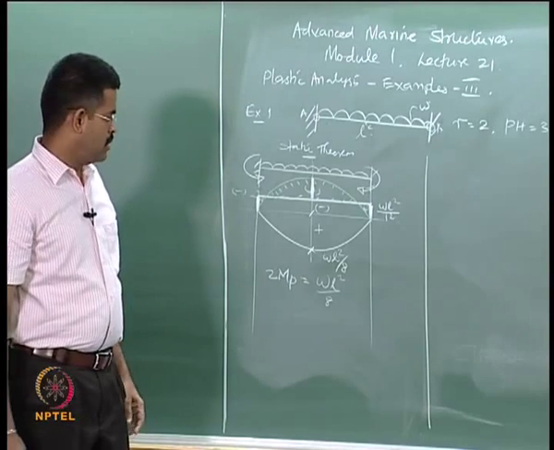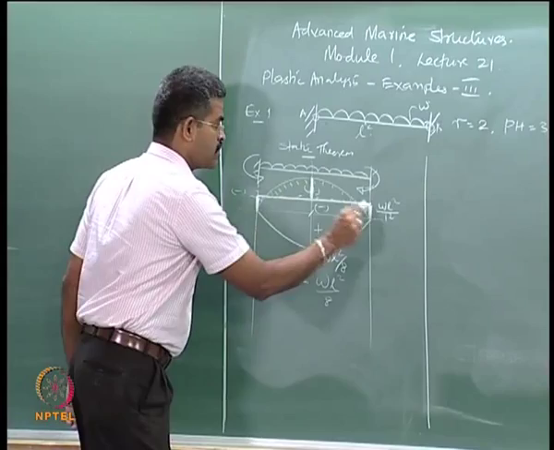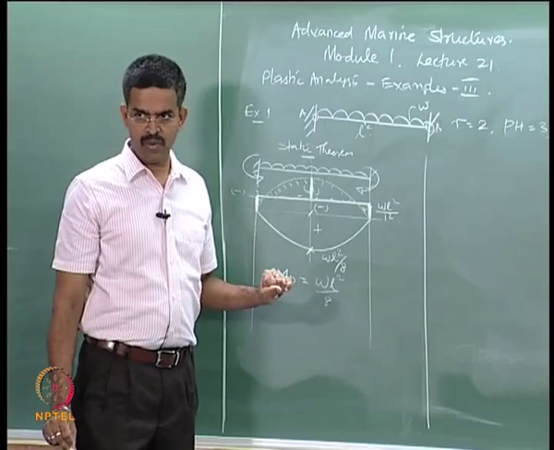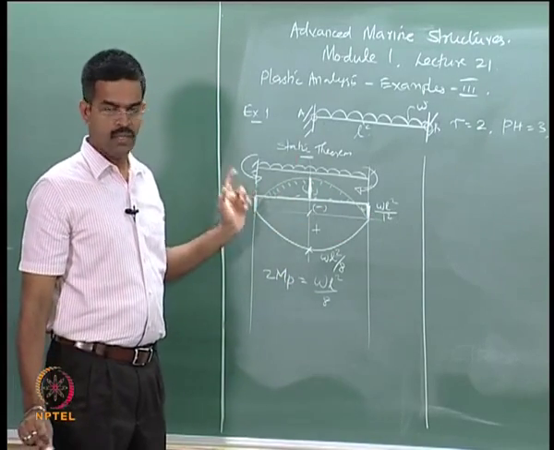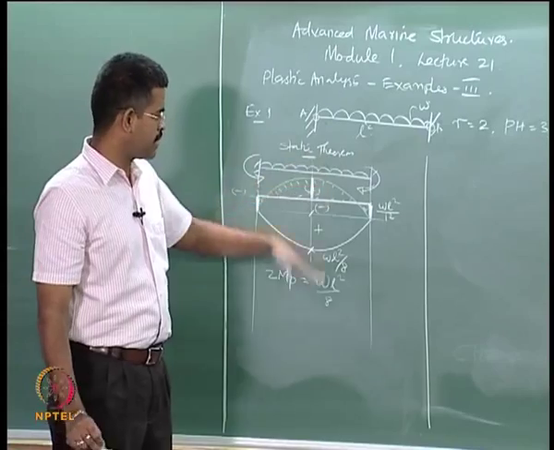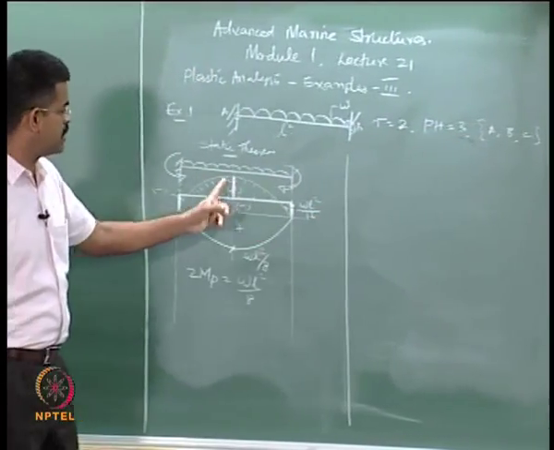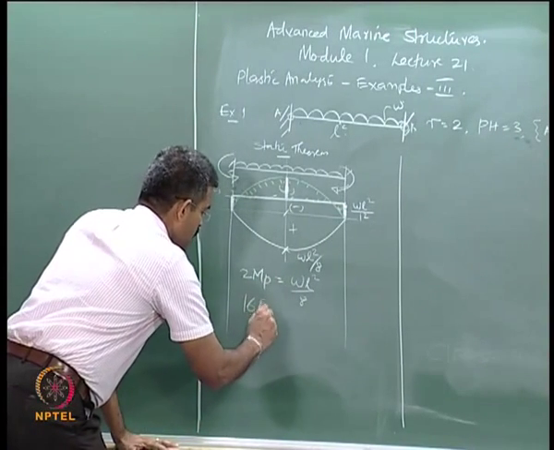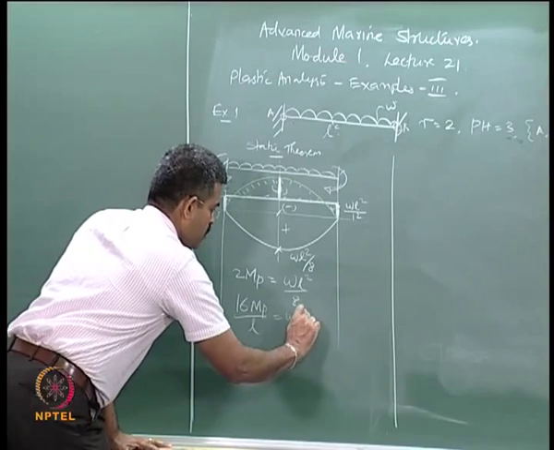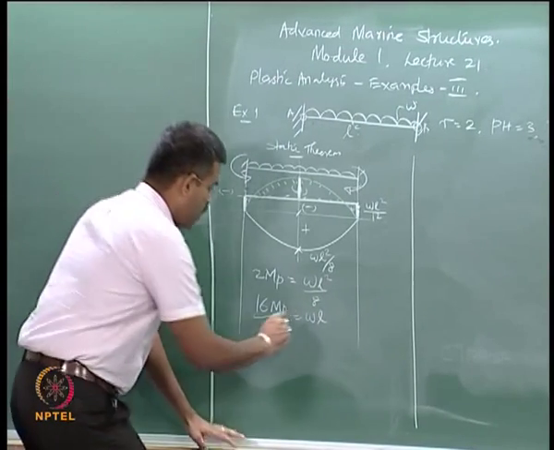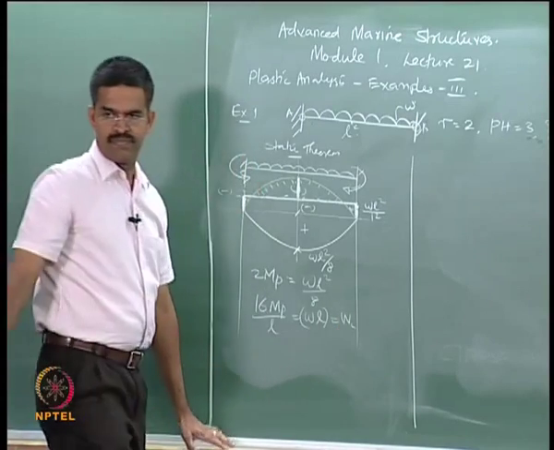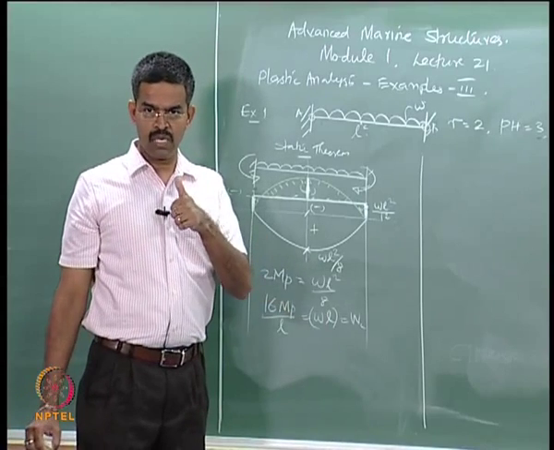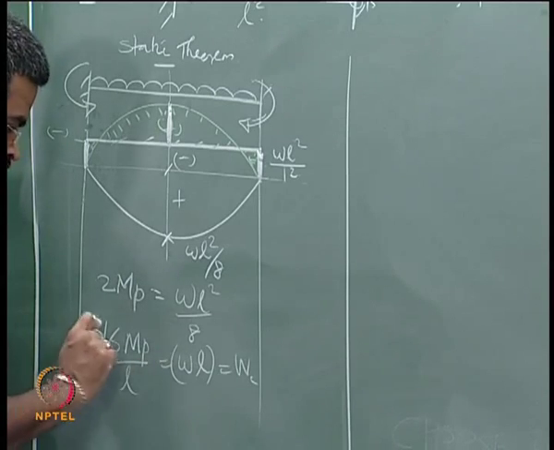Agreed? Now, you must understand that I must select sections of maximum bending moment in such a manner that the structure will become a mechanism. Okay. So, I have selected the sections of maximum bending moment, and the structure has been made into a mechanism. To make it a mechanism I need 3 hinges, and I have made 3 sections where the bending moment is maximum. So, 2 MP is WL square by 8. So, 16 MP by L is WL. WL can be called as WC. This is kilonewton per meter into meter, becomes a load, WC. So, WC is 16 MP by L.